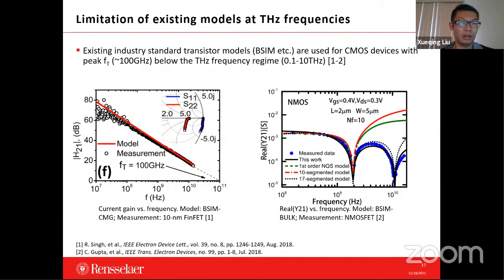And also there are limitations of existing models at Terahertz frequencies. The existing industry standard transistor models such as BSIM are used for CMOS devices with peak cutoff frequency around 100 gigahertz, which is below the Terahertz frequency regime. So it is highly motivated to study the models for higher frequencies.